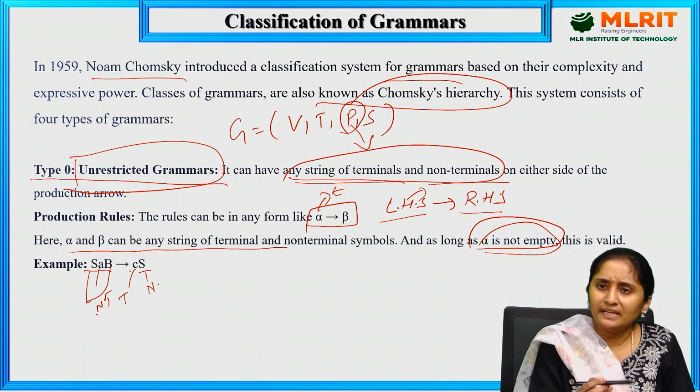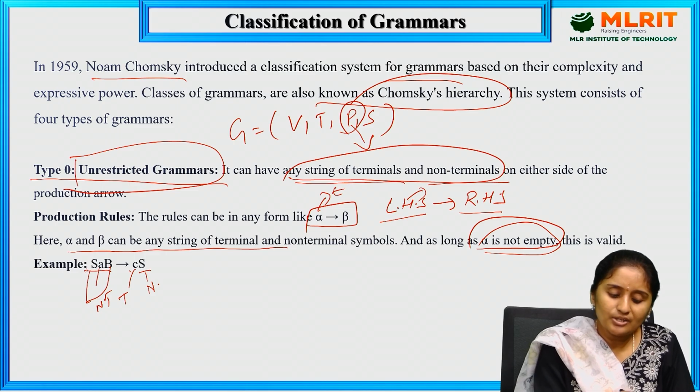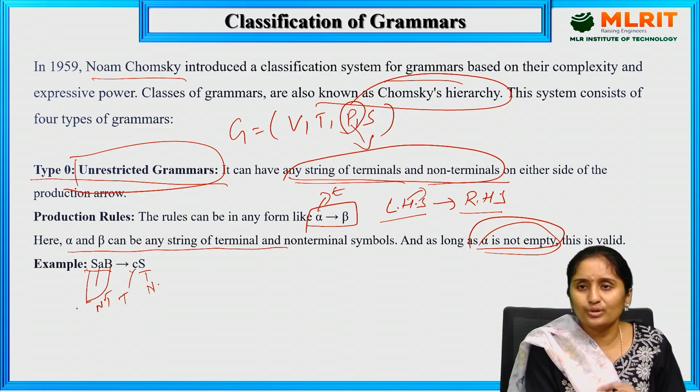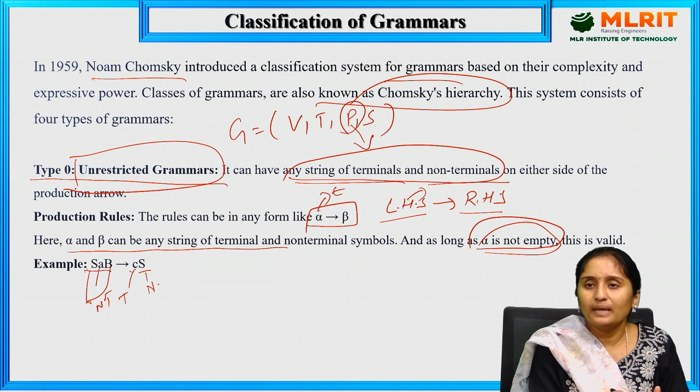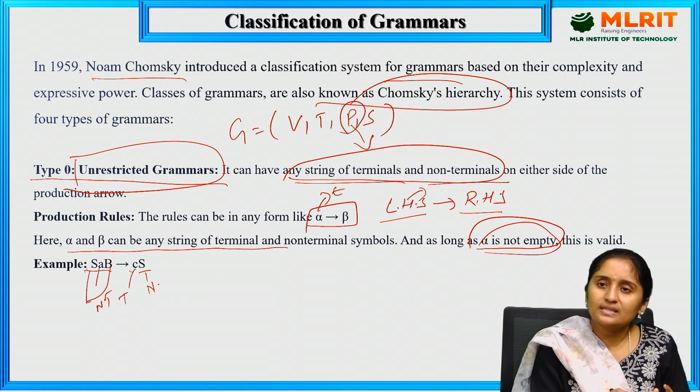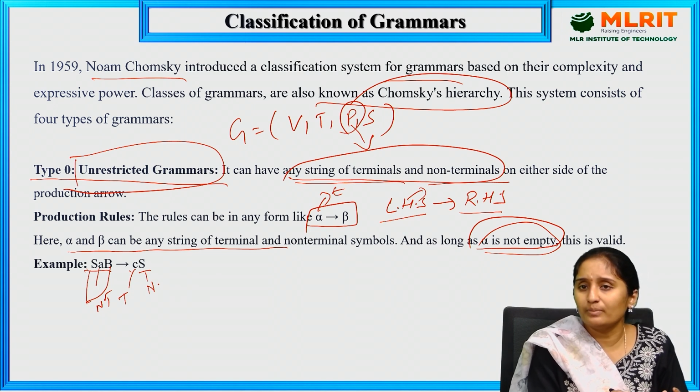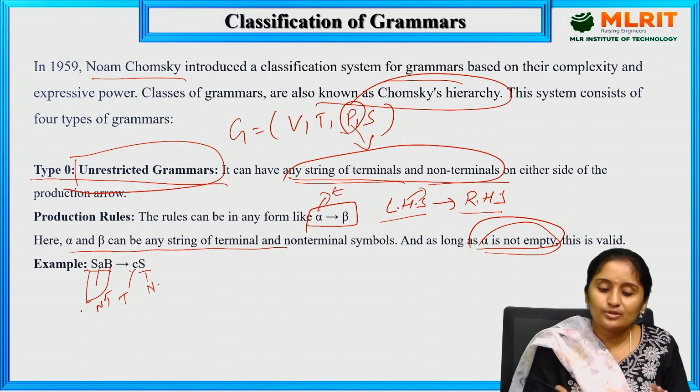So we can have any type of productions here, as there is no restriction that the LHS should have only one symbol and the RHS can have anything. So in the LHS and RHS we can have any number of terminals and non-terminals. That is nothing but type 0 or unrestricted grammar.